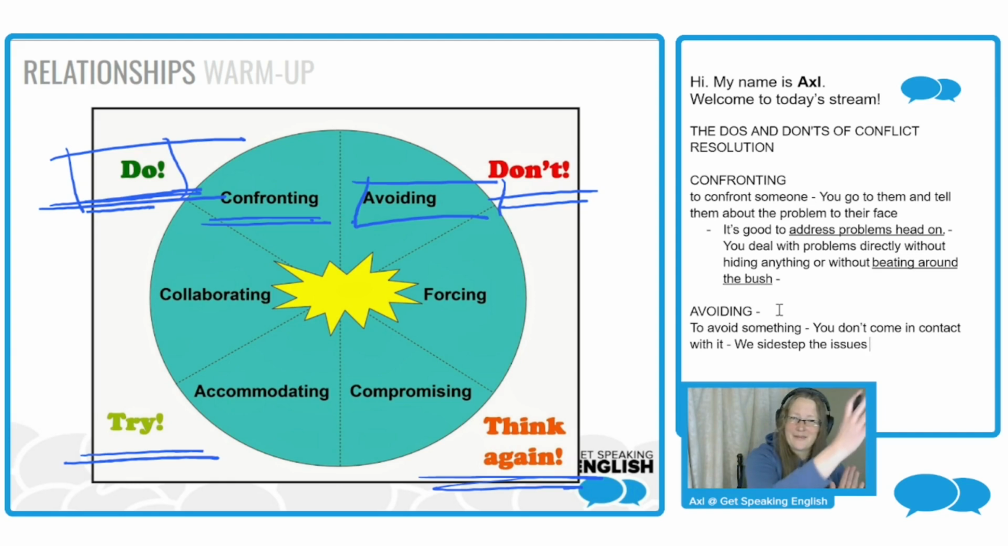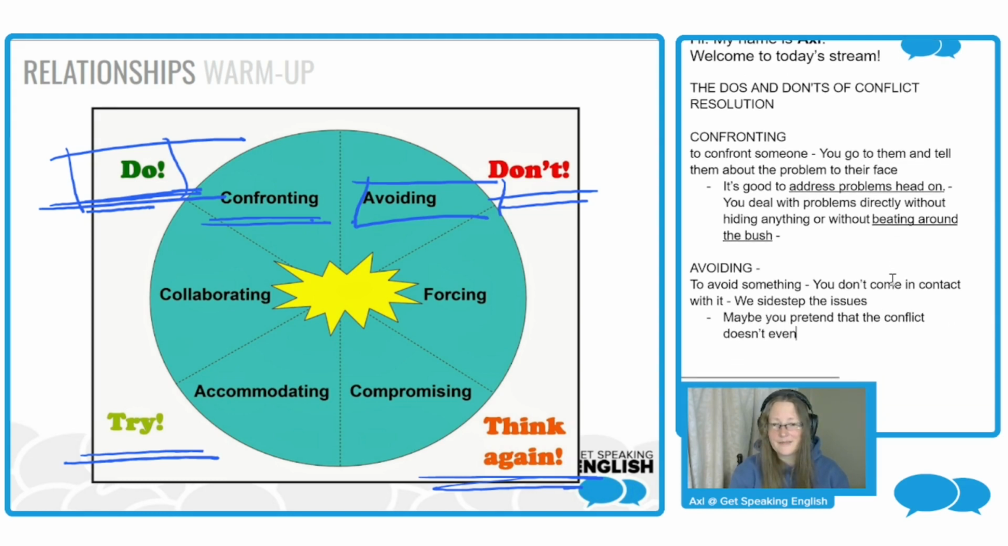So sidestep, just another way to say that we avoid talking about those issues head on. And maybe you pretend that the conflict doesn't even exist, right? And it can be really challenging to come to an agreement with somebody who does not want to talk about something, or if they refuse to acknowledge something, right? So I think it makes sense that this would be in the don't category. We absolutely don't want to pretend. We don't want to say that things don't exist when they're there. It's much better to be direct and talk about things head on.